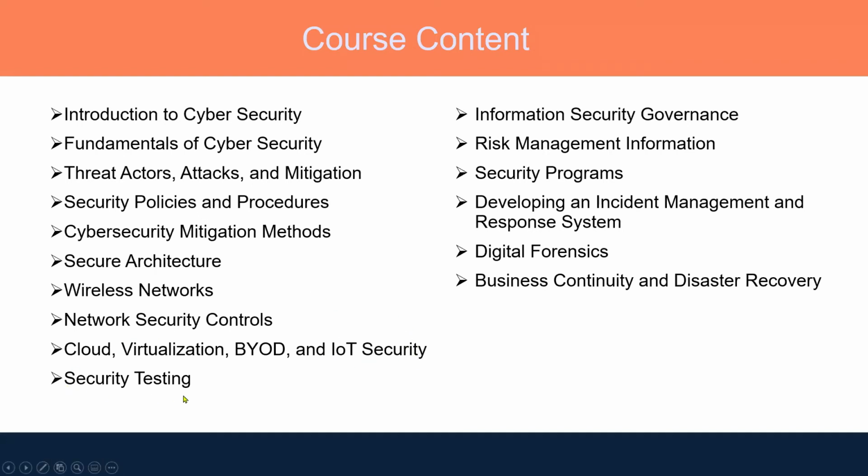We will talk about security testing also, and we will discuss information security and governance, what information security is and what the governance model of that is. And then we are going to talk about risk management. Each company has risk, so how are they managing the risk? We are going to talk about the risk, and about security programs. For example, companies sometimes run testing to make users aware. So what security programs can be run, and developing an incident management and response system.